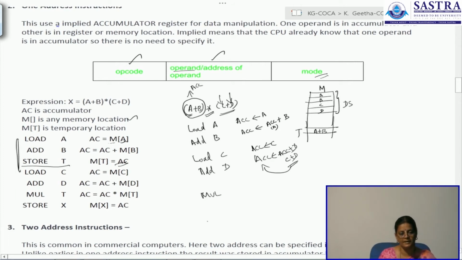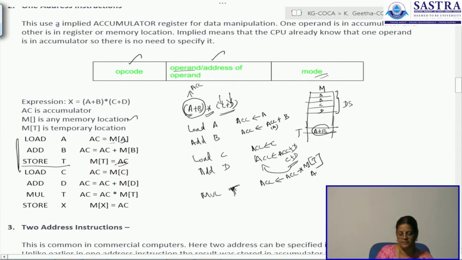So what should be multiplied? Already the temporary location is having the answer a plus b. So mul t. Simply I will give t. So if I give t, what will happen? Accumulator will be multiplied with the memory location pointed by the temporary location, which is going to have the intermediate result a plus b.